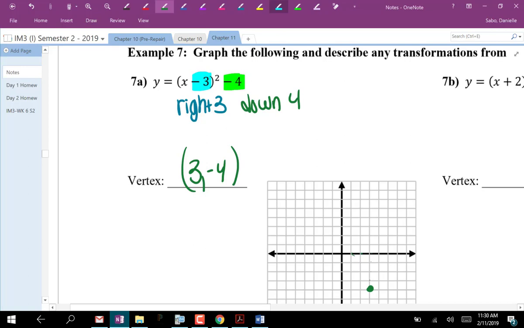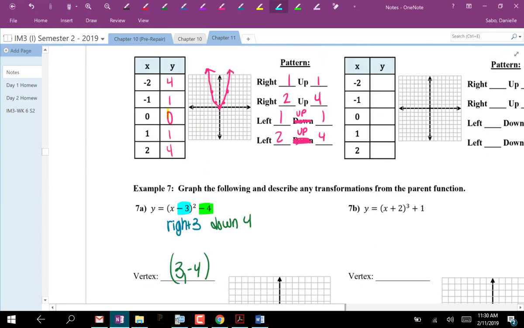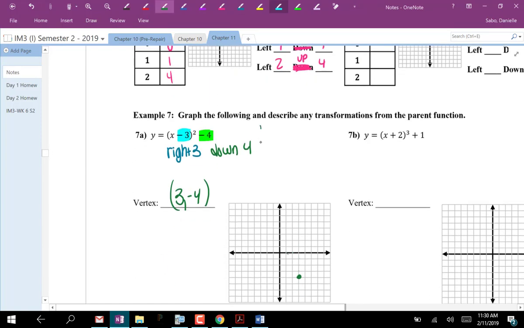Now for the first time that we do this, I don't want you to write anything down. I just want you to watch. Now remember, this is what my pattern is. Actually, I do want you to write this part down. I'm going to write the pattern out just so that we have it. Right 1, up 1, right 2, up 4, left 1, up 1, left 2, up 4. That's the pattern.